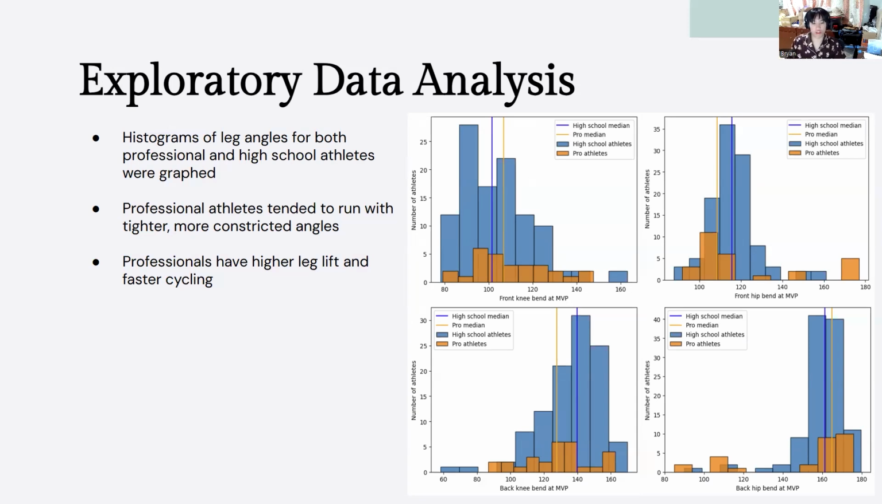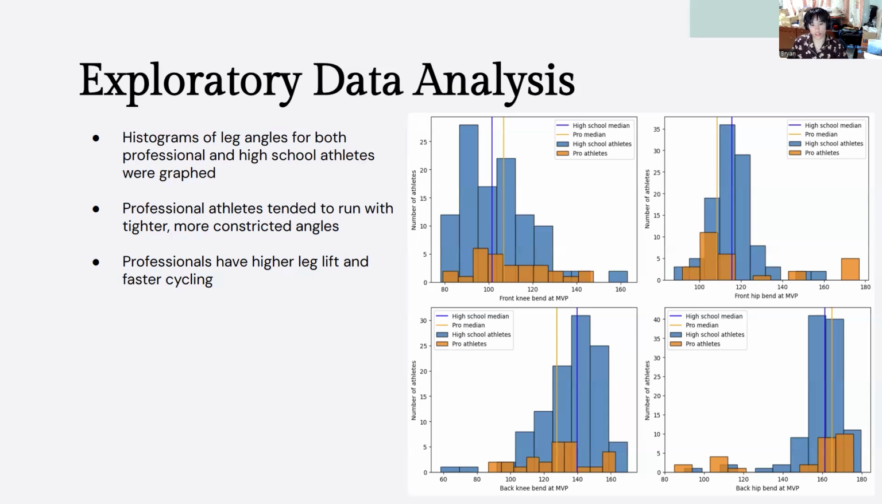The model did have some issues when differentiating between left and right angles, so ignoring far outliers, professional athletes tended to have tighter, more constricted angles consistently in all four aspects. Looking at the graphs then, we can see that professional athletes tend to have higher front leg lifts because of a tighter angle in the front hip, and they also strike the ground better as their front knee is angled to hit the ground at 90 degrees, causing more vertical force, which is crucial in sprinting.